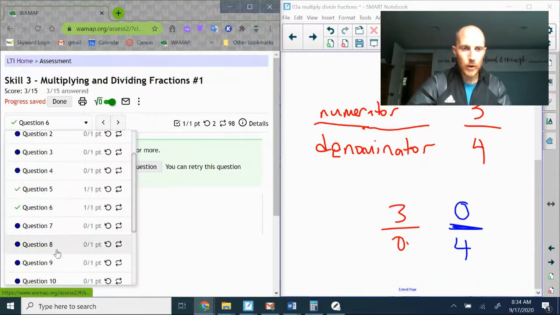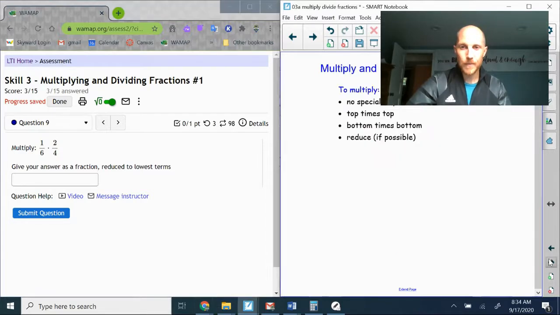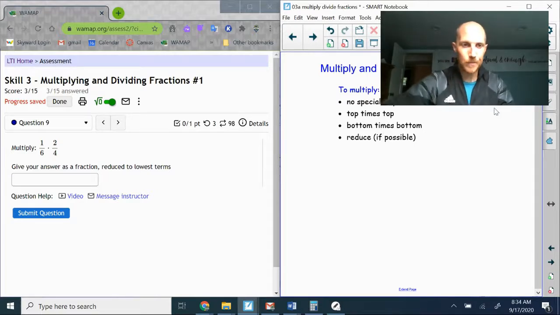Okay, so let's look at multiplying now. So I've got some multiplication problems. Starts at question 9. Multiply 1/6 times 2/4. All right, so to multiply, remember there are no special requirements, so just do the top times the top and the bottom times the bottom. At the end, I'm going to reduce if possible.